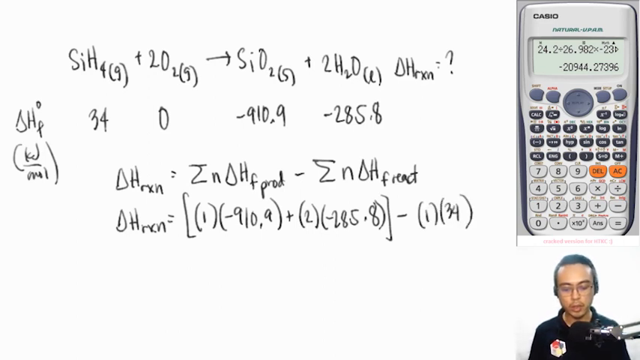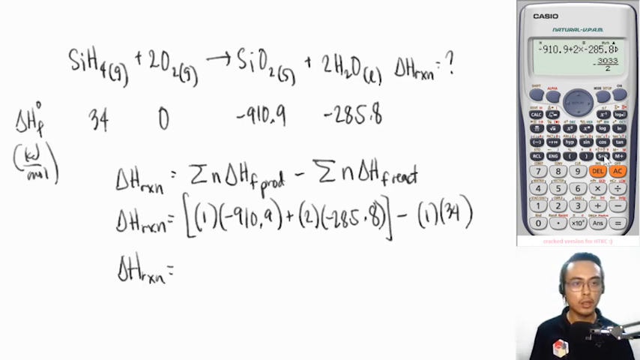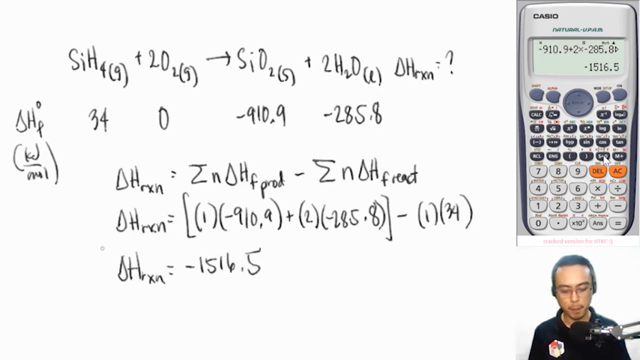And then we simply compute to get the enthalpy of reaction. That is negative 910.9 plus 2 times negative 285.8 minus 34. Our enthalpy of the reaction is negative 1516.5 kilojoules per mole.